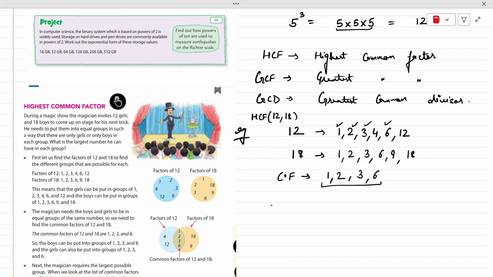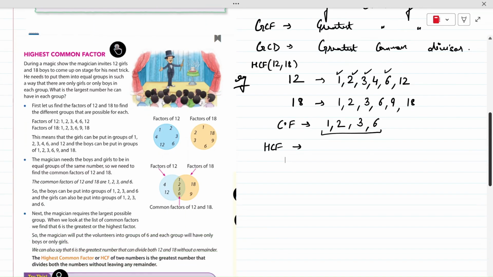Now what we have to find next is the HCF, that is the highest common factor. So if we see what the highest common factor is here, which divides both the numbers completely, it is 6. Out of all these, the factor which is common between these two and highest is 6. So 6 is the highest common factor of 12 and 18, which means that 6 divides both 12 and 18 completely.